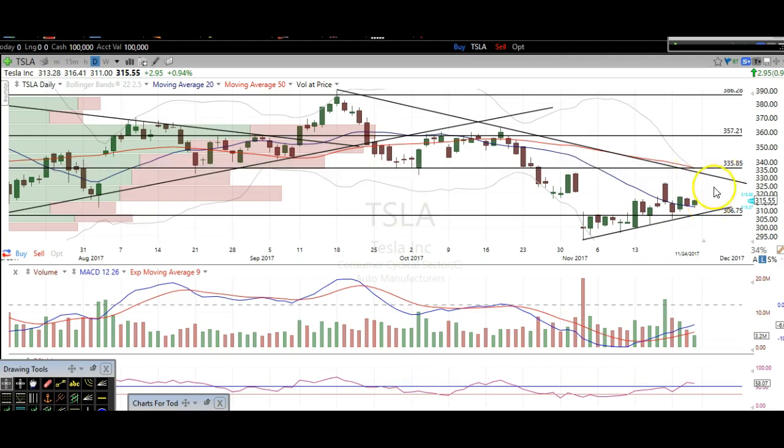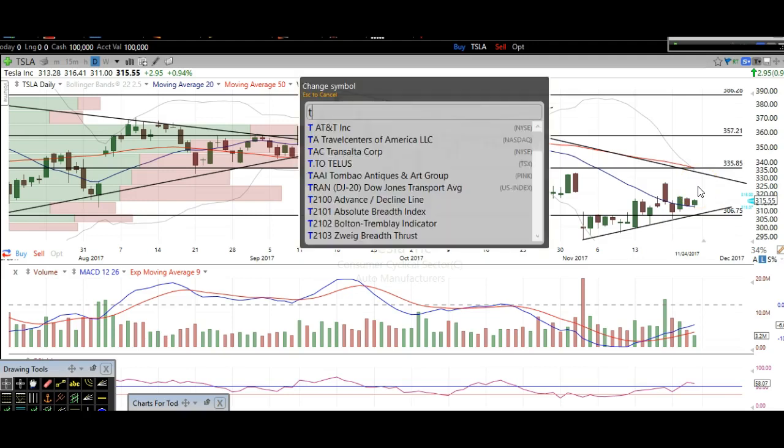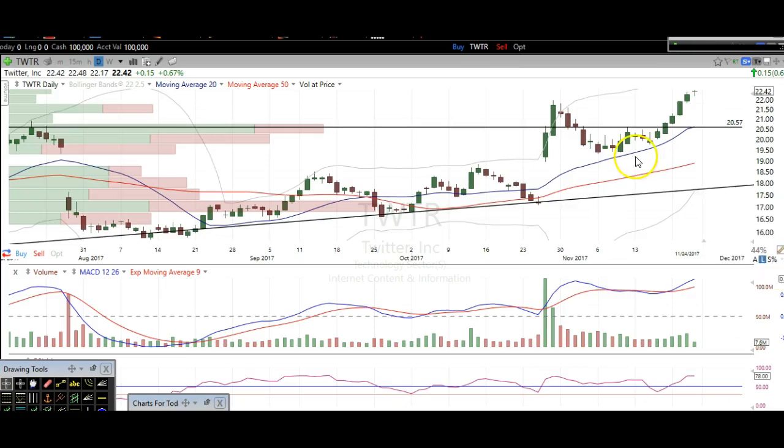But again, we've got a lot of work to do once we get up to these price points on Tesla. I'm not saying it's going to reject it and head much lower from there. I'm just saying we got to see how it reacts if and when it does end up getting that bounce we're looking for. The next one we're looking at is Twitter.